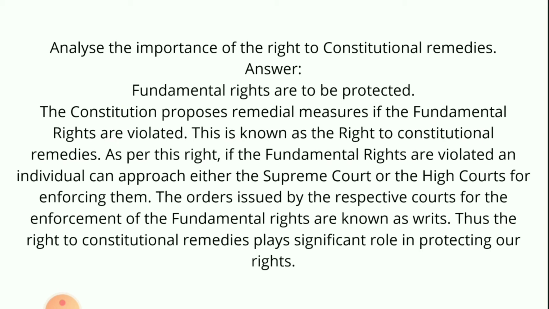Second question. Analyze the importance of the right to constitutional remedy. Answer. Fundamental rights are to be protected. The Constitution proposes remedial measures if the fundamental rights are violated. This is known as the right to constitutional remedy. As per this right, if the fundamental rights are violated, an individual can approach either the Supreme Court or High Court for enforcing them. The orders issued by the respective courts for enforcement of the fundamental rights are known as writs. Thus, the right to constitutional remedies plays a significant role in protecting our rights.